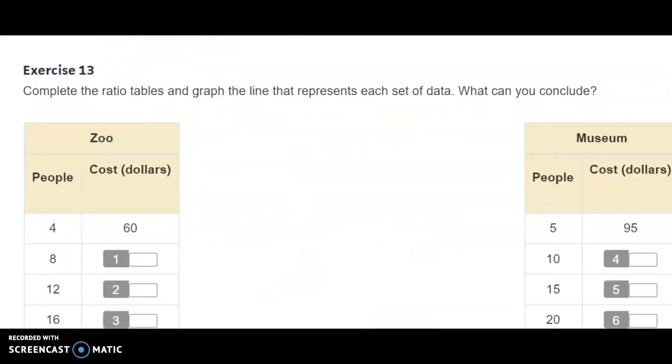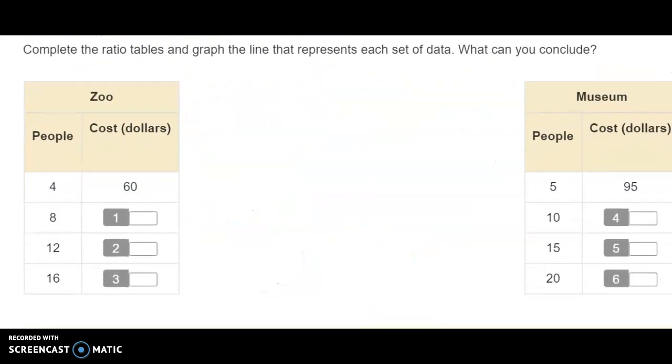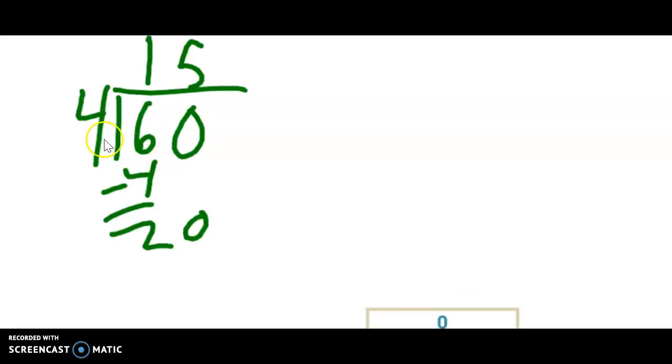So for problem 13, they're asking us to graph these two ratios. And what they're doing is they're giving you a really simple ratio table. So from here, I have 4, and then it goes to 60. Well, the first thing you have to do is figure out what the unit rate is. So we're going to pause for a moment. So I can figure out that 4 goes into 60 15 times. So that's going to be my unit rate.